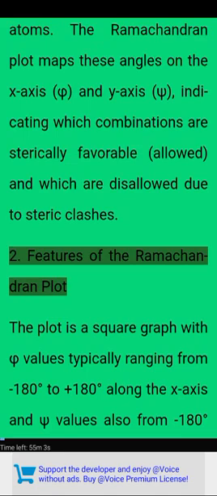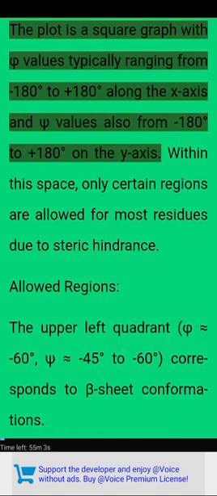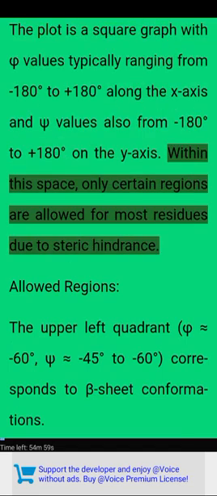2. Features of the Ramachandran plot. The plot is a square graph with phi values typically ranging from -180 degrees to +180 degrees along the x-axis and psi values also from -180 degrees to +180 degrees on the y-axis. Within this space, only certain regions are allowed for most residues due to steric hindrance.